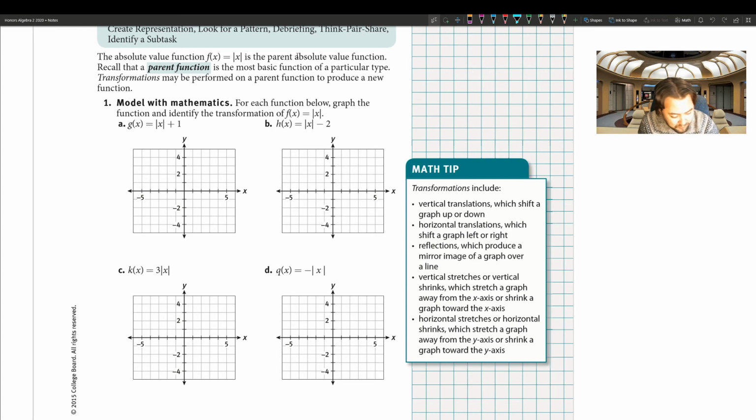What I'm going to do is pick some points, and we're going to plot them and see what happens. So our first one is absolute value of x plus 1. I'm going to do the positives first. So 0 plus 1, 1. 1 plus 1, 2. And then 2 plus 1, 3. We'll do 3 points per side. Let's do the other side. So negative 1 becomes positive 2. And negative 2 becomes positive 3. And here we go.